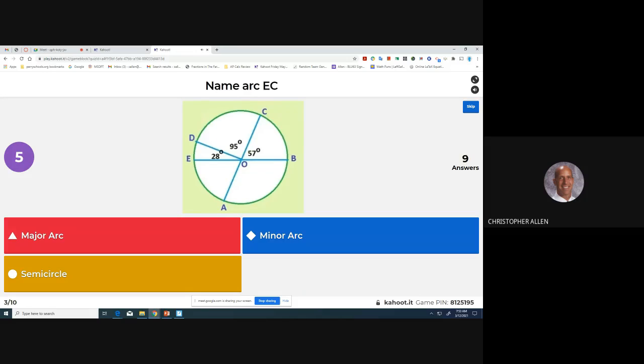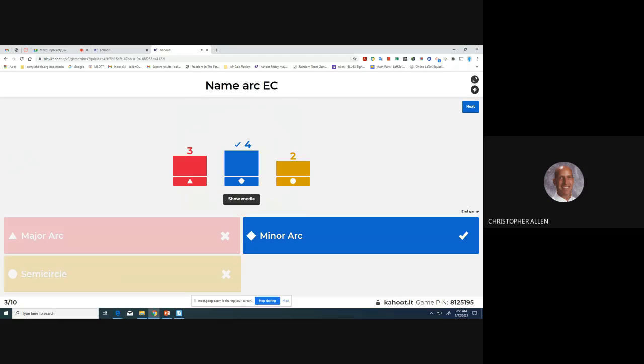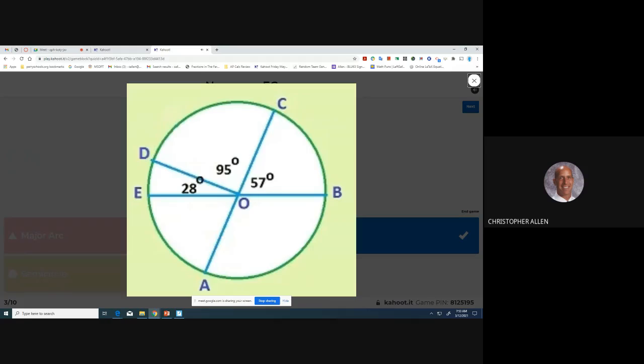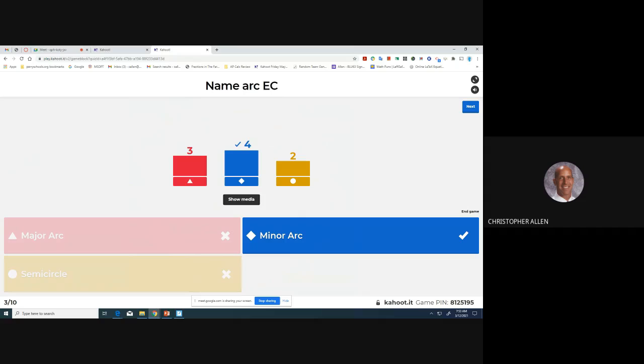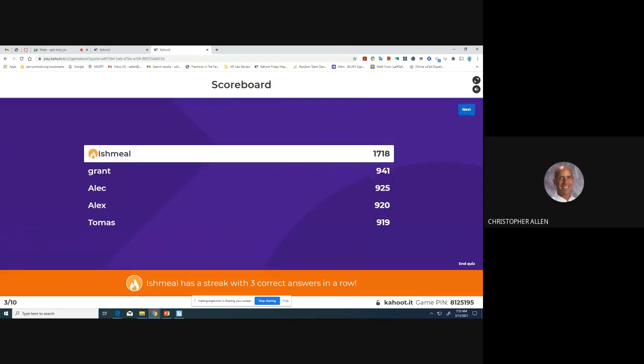Minor arc, major arc, semicircle. Which one is it? Okay. Guys, I'm not sure how you're missing that. If it's two letters, what does it have to be? It has to be a minor arc. If they're only giving you two letters, it's got to be a minor arc. So that's the answer. Ishmael, you are on fire. Grant, you are in second. Alex, you are in third.